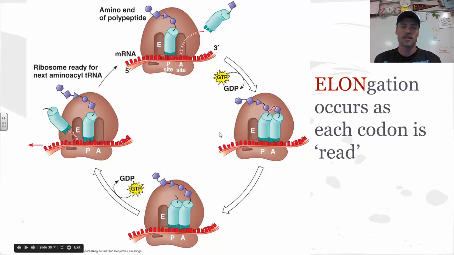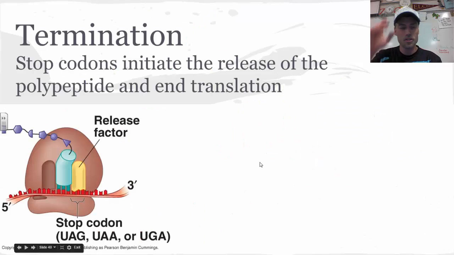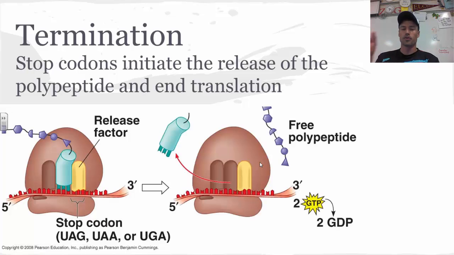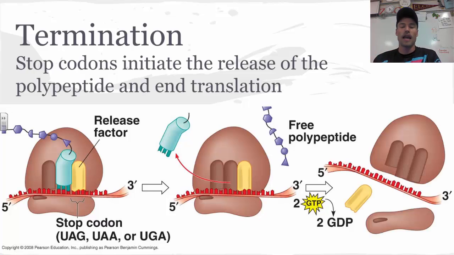And now this cycle continues. We just keep on adding on three letters at a time, three nucleotides at a time, one codon at a time, each amino acid. Once we get to the end, we have stop codons. There are three stop codons, and they code for a release factor. And when the release factor comes in there, as it gets pulled through, the polypeptide is released from the last piece of tRNA, and then finally the small and large subunits break apart from one another.